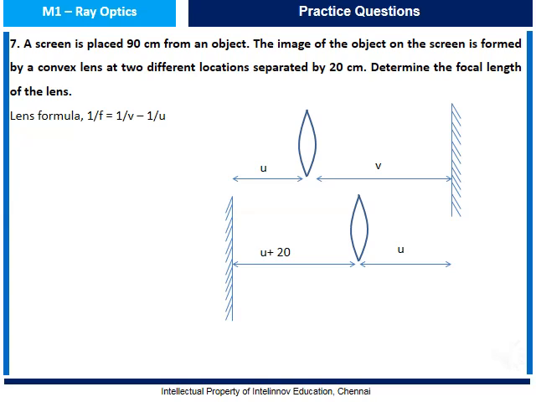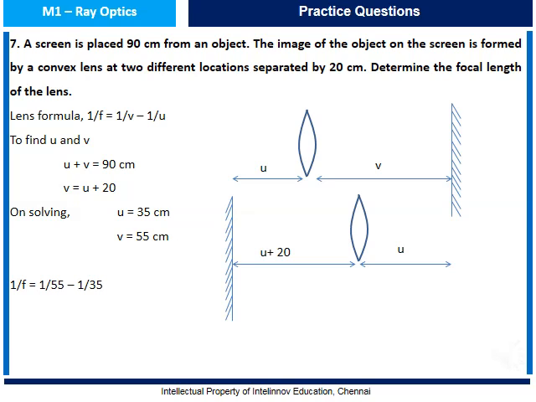By lens formula, 1 by f equal to 1 by v minus 1 by u. We need to understand what is v and u. To find u and v, we know u plus v equal to 90 centimeter and also v equal to u plus 20. That is, in both the cases u is same. In first case v is given by v and second case it is given by u plus 20. Thus, v is equal to u plus 20. Solving these two equations, we get u equal to 35 centimeter and v equal to 55 centimeter. Substituting these values in lens formula, we get focal length f equal to 21.38 centimeter.